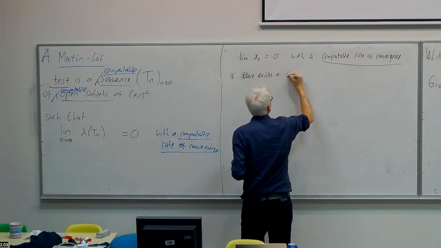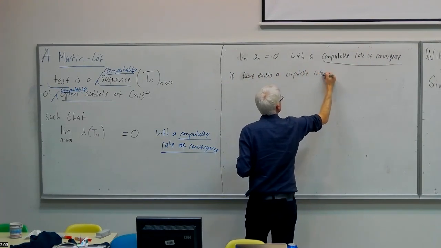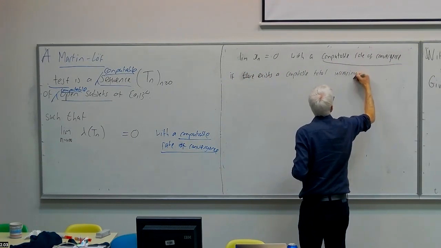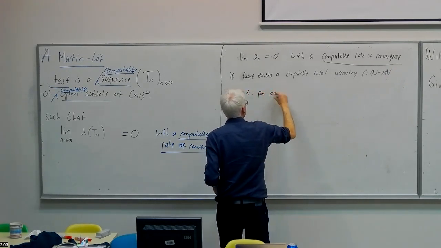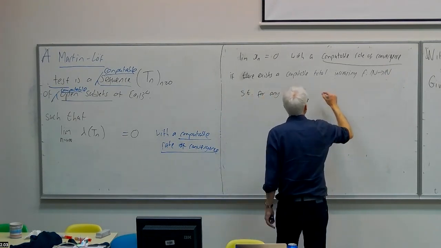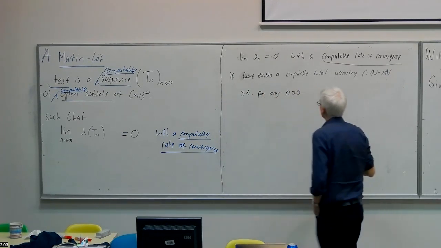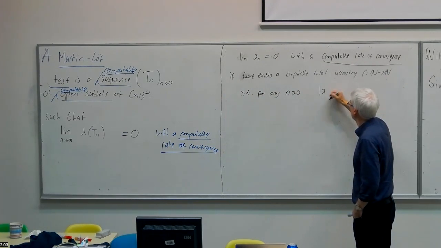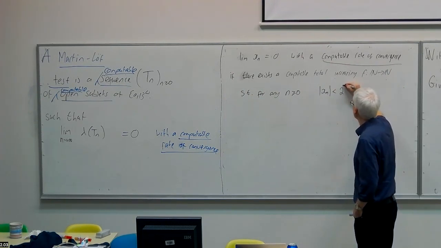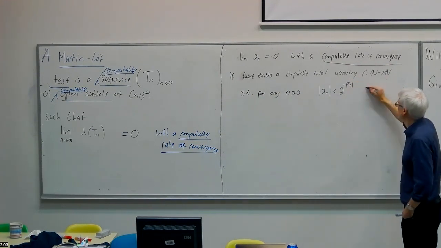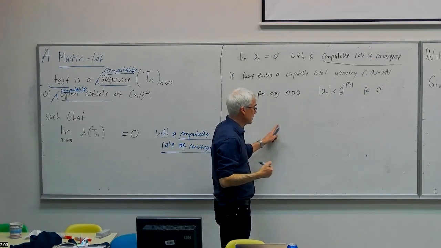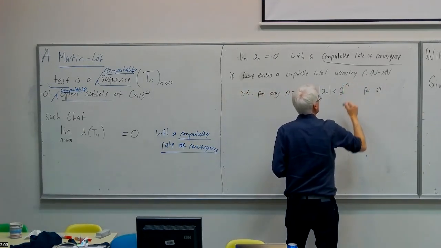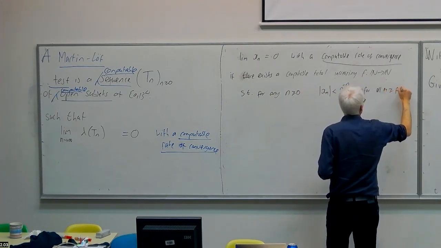if there exists a computable total increasing function on the natural numbers f such that for any n greater than or equal to zero, the absolute value of x_m is less than 2 to the minus n for all m greater than or equal to f of n.